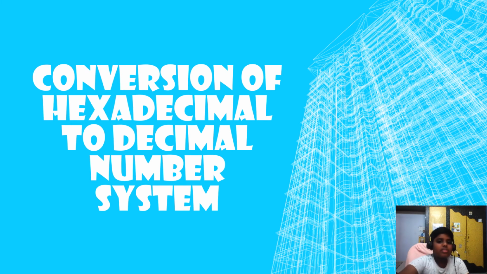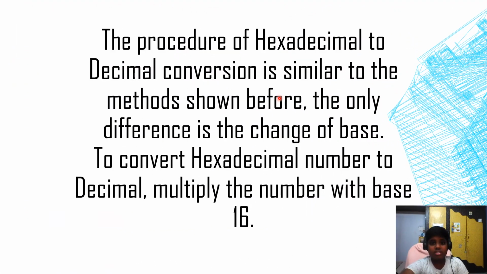So, conversion of a hexadecimal to decimal number system. It's again all the same process that you do for binary to decimal, then octal to decimal. It's the same process, but it's just the change of base. So the procedure of hexadecimal to decimal conversion is similar to the method shown before. The only difference is the change of base.